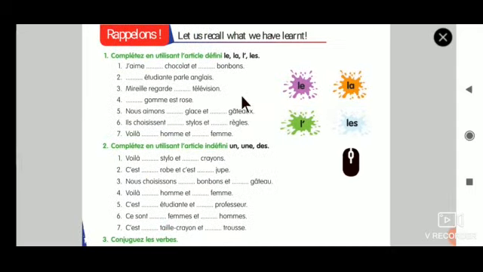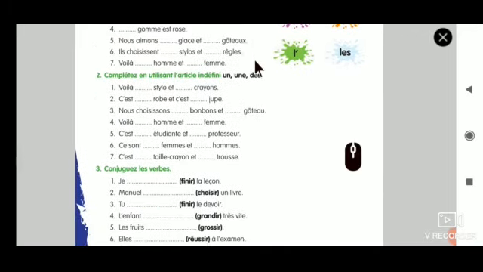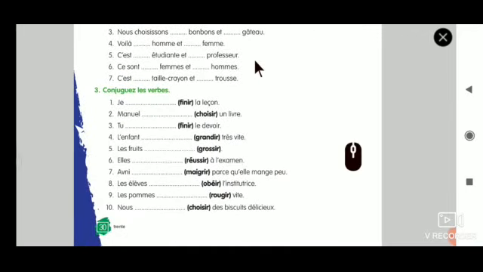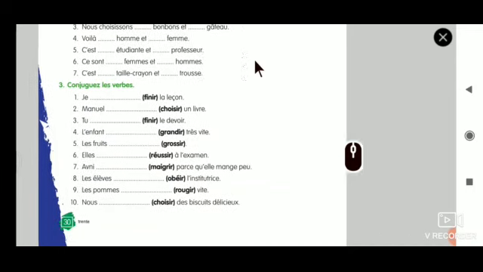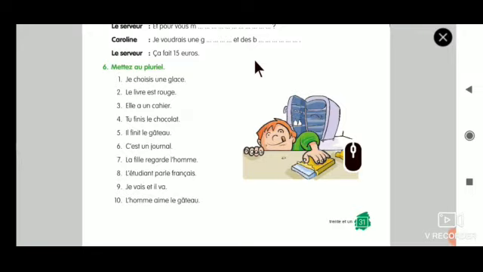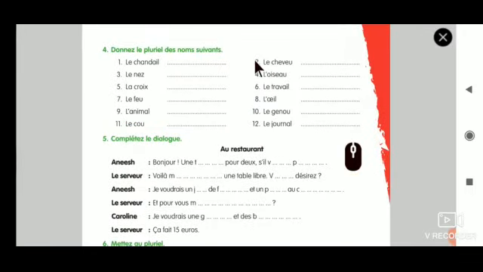Regarding 1 and 2, this is l'article défini and indéfini. You all know these, you have been learning this from 6th standard. IR verb conjugation, as I said, is exercise number 3. This will be useful if you know the IR verb conjugation. And this is one important exercise, the main exercise of lesson number 2: Donner le pluriel des noms. That is what they have given 2 pages of rules for.